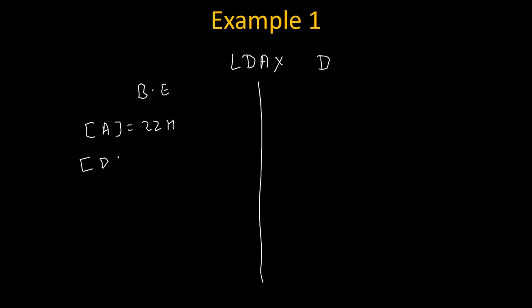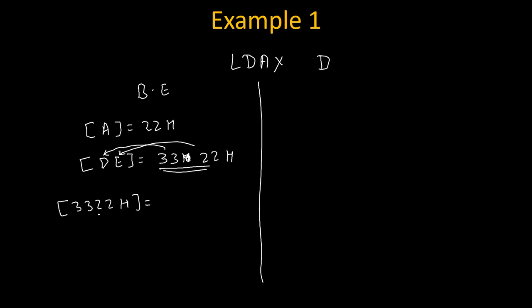Let's take an example. Example is LDAX D. Before execution of this instruction, we should check content of accumulator, let's say which is 22H. Also content of DE register pair. Suppose D register is 33H and E register is 22H. Therefore DE will become 3322H. It will be treated as a single number 3322H, where 33 is value of D register and 22 is value of E register. And this 3322 is the address of memory location, and content of 3322 is 15H.